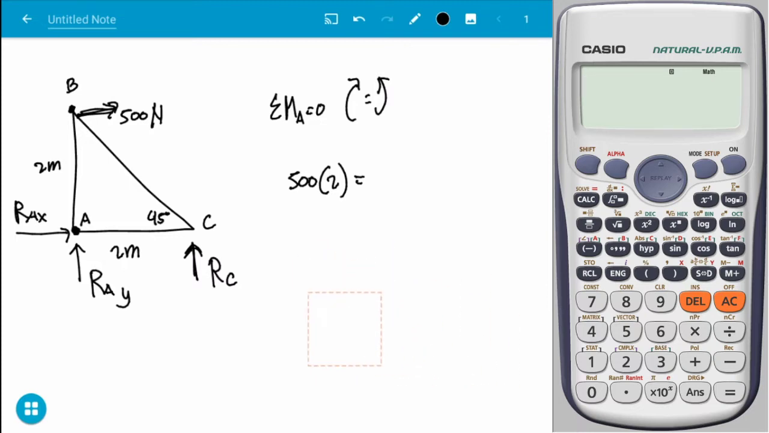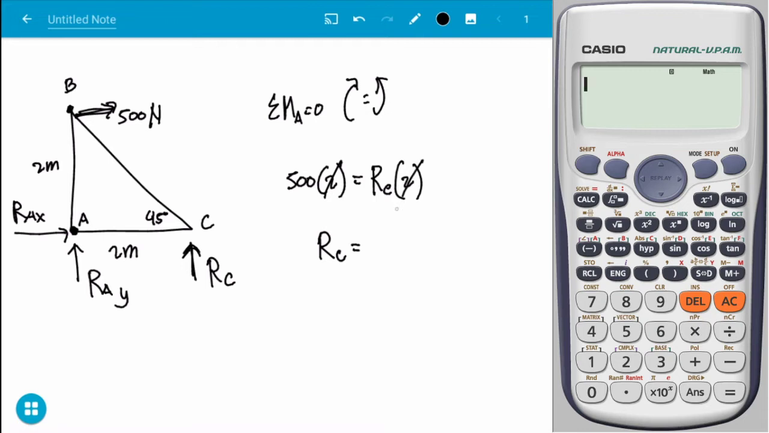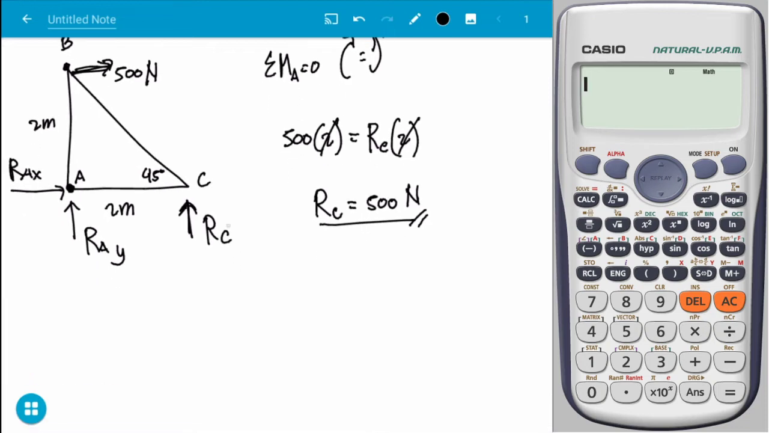So, ang moment that is caused by RC is simply equal to RC times the moment arm na 2. Okay? So, meaning, we can actually solve our RC. Now, you can use your calculators or cancel out yung 2. RC is actually equal to 500 Newton. Okay? So, if this is 500 Newton, this time we can actually solve RAY.